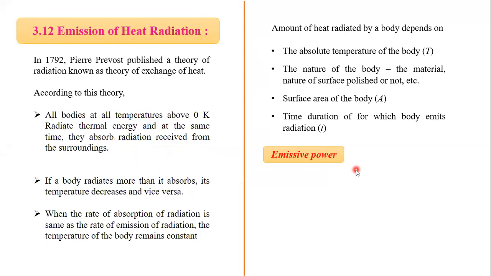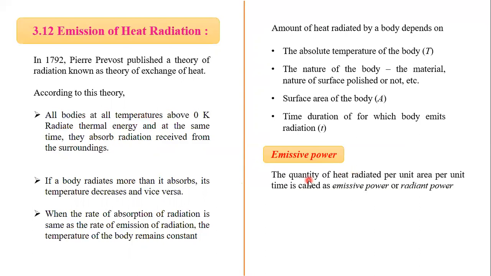Now next one is emissive power. So emissive power is the quantity of heat radiated per unit area per unit time. It is also called radiant power. So you can see here R is equal to Q upon A T is the formula for emissive power. So Q means quantity of heat radiated, A means area, T means time. Quantity of heat radiated per unit area per unit time. So this area is the surface area.